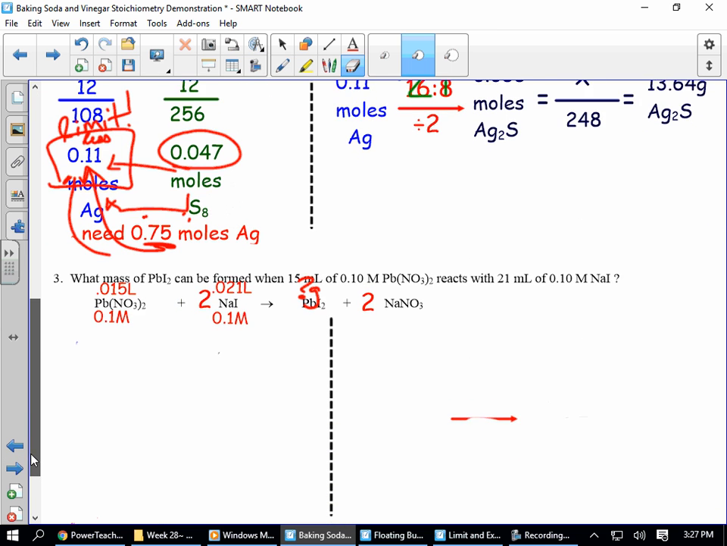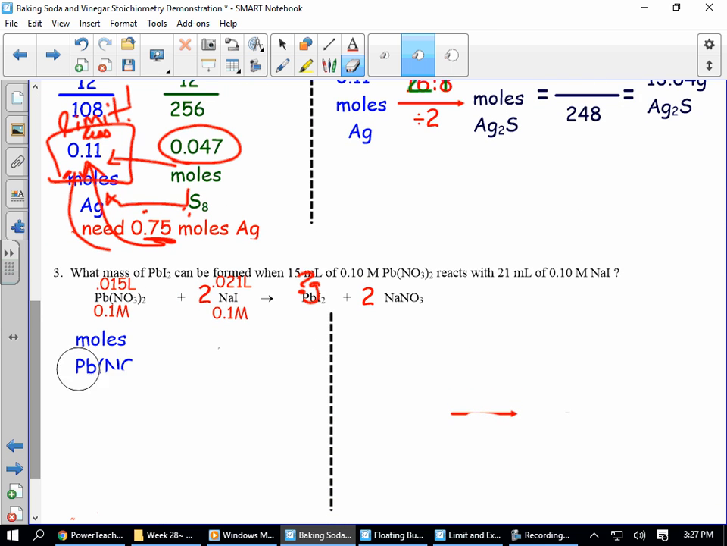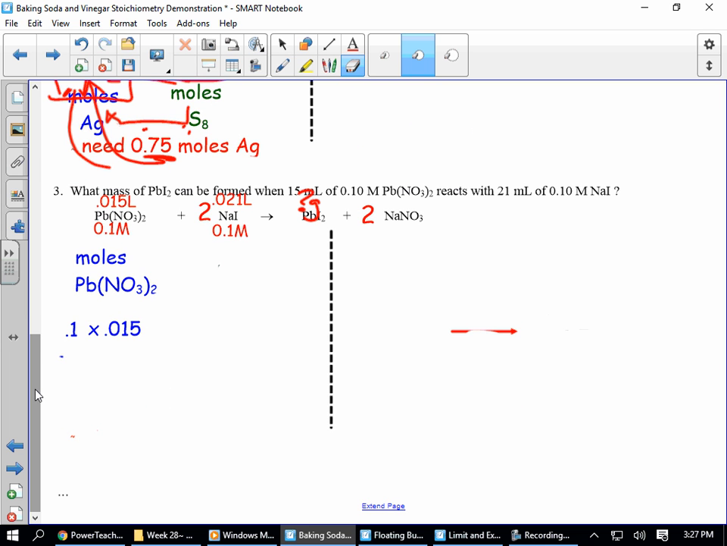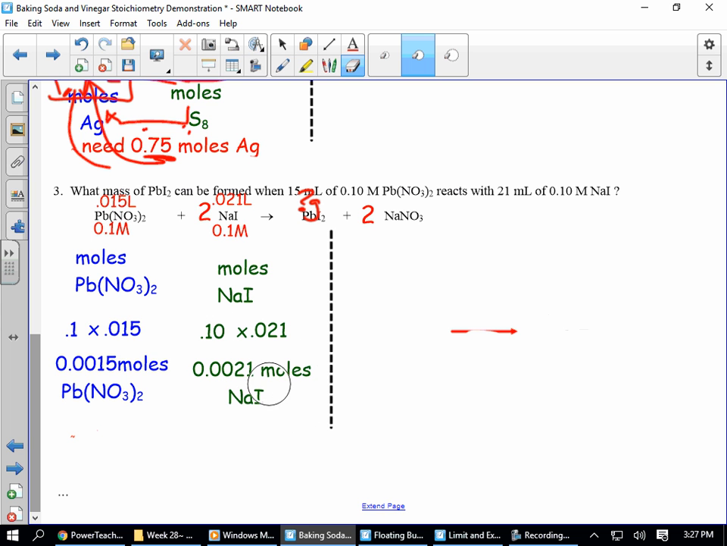So I'm going to say for lead nitrate, I am going to multiply 0.1 times 0.015. That gives me 0.0015 moles of my lead nitrate. And I'm going to do my 0.1 times 0.021 to get me my moles of sodium iodide. Now again, I like to multiply. You do not have to multiply. You can do whatever you want. You can cover whichever one.